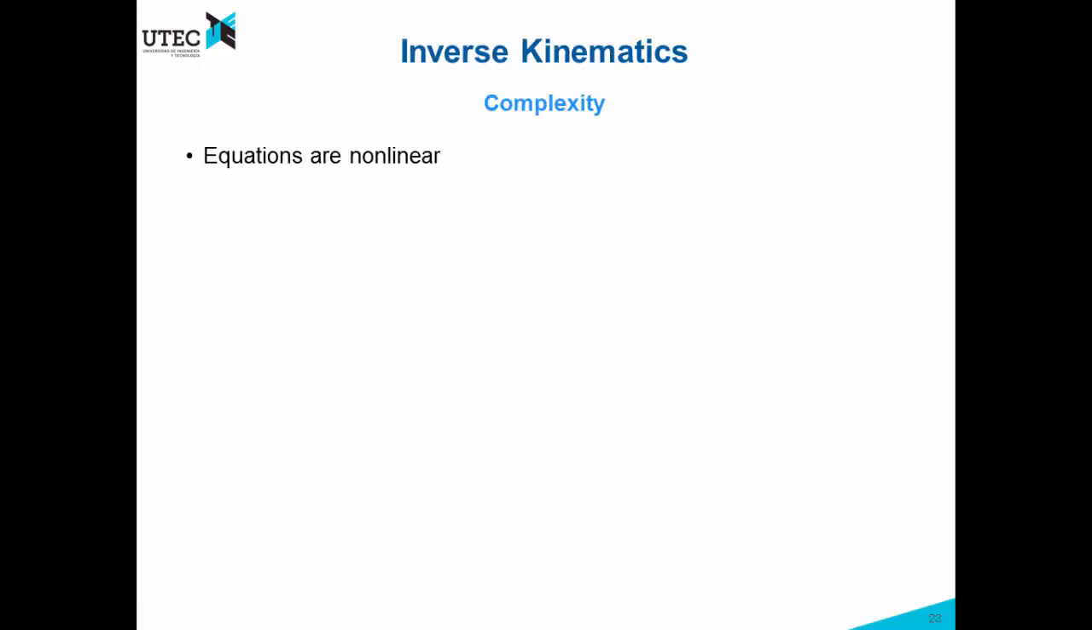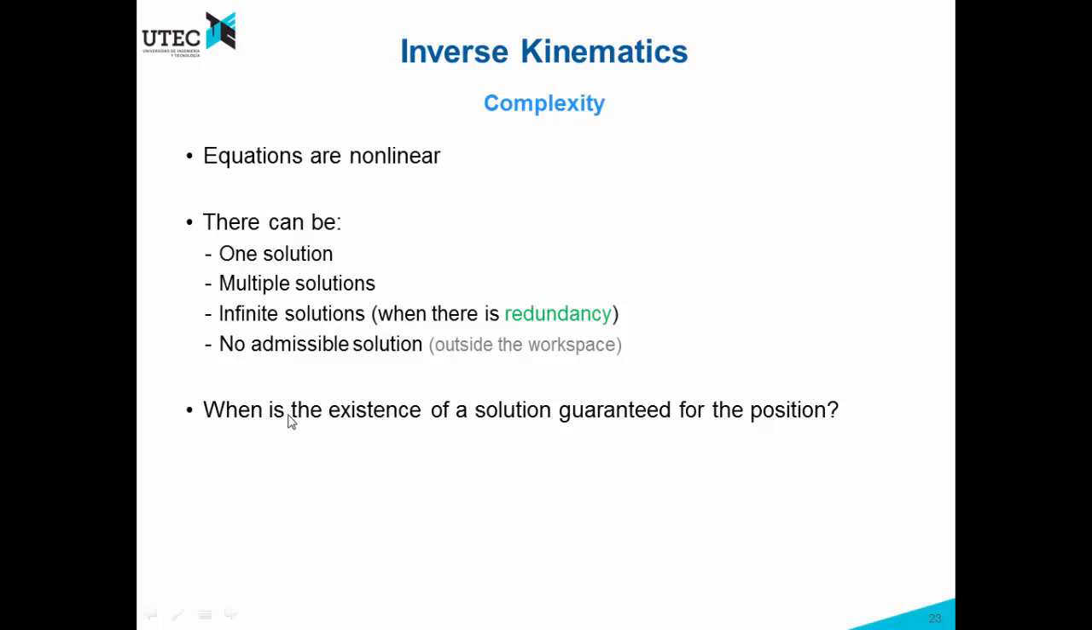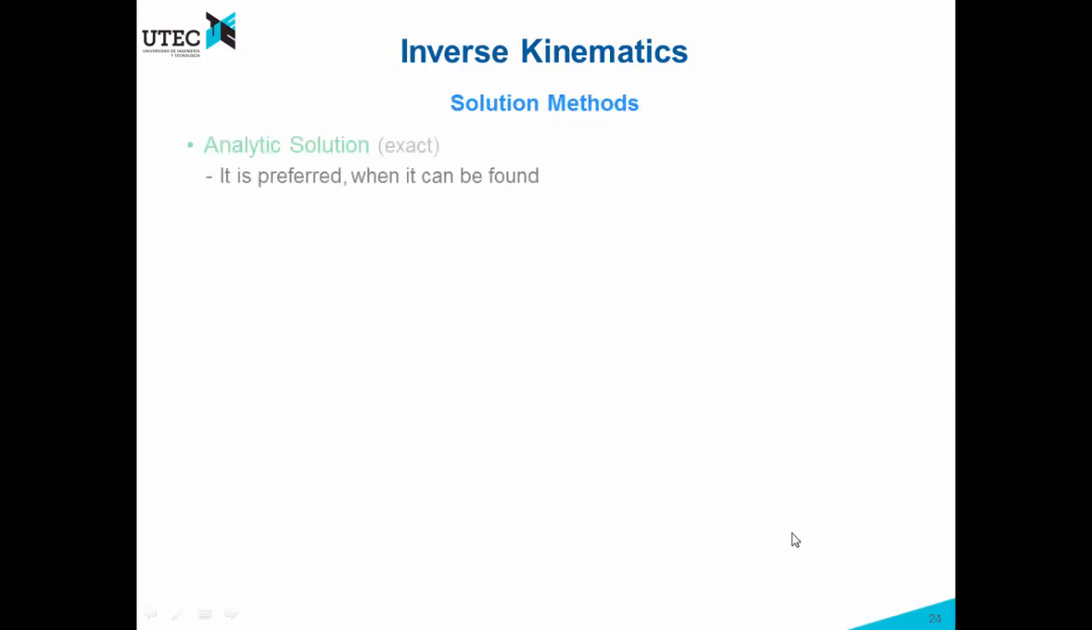For the complexity, equations in inverse kinematics are nonlinear. So there can be one solution, multiple solutions, infinite solutions when there is redundancy, or maybe no admissible solution if we are outside the workspace. When is the existence of a solution warranted for the position? When the position of the end effector belongs to the reachable workspace, that's to say to WS1. And when is the existence of a solution warranted for the pose, that's to say for the position and orientation? That is when the pose of the end effector belongs to the dexterous workspace, WS2.